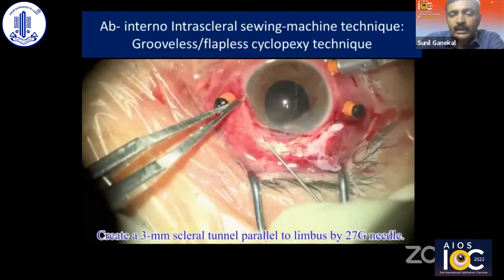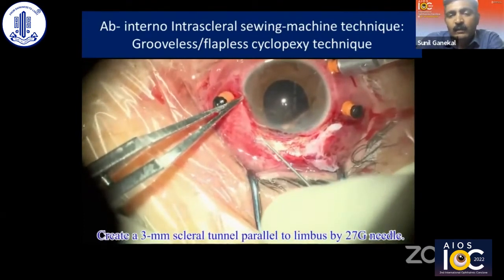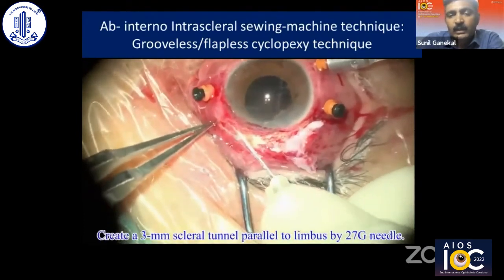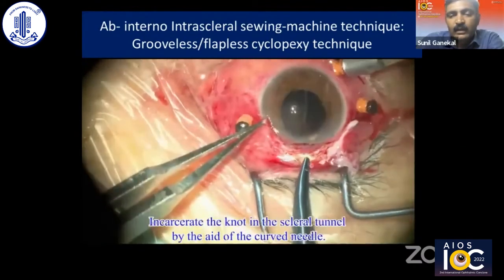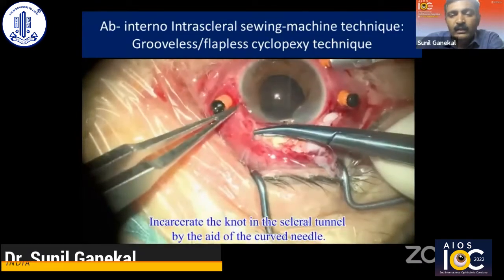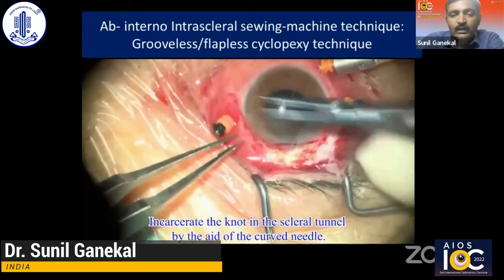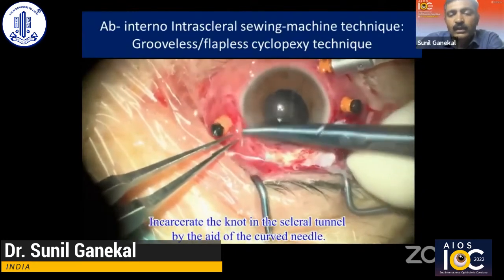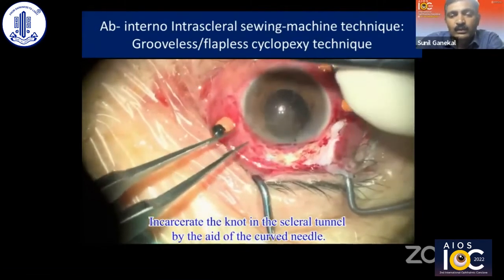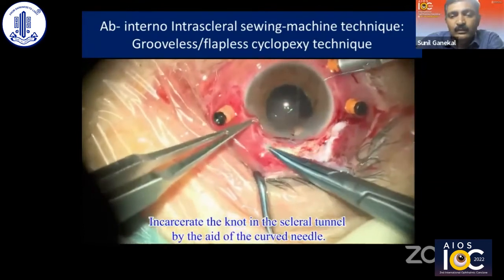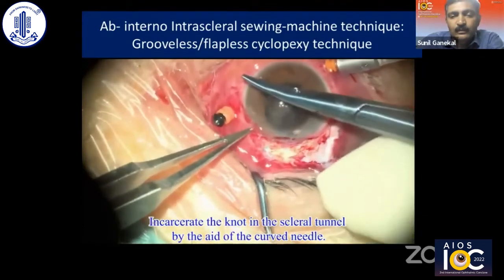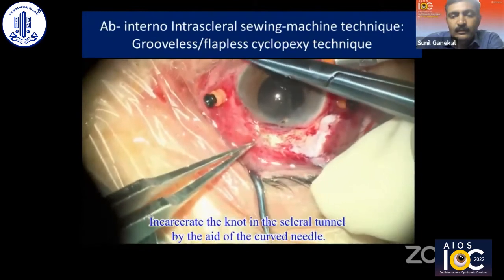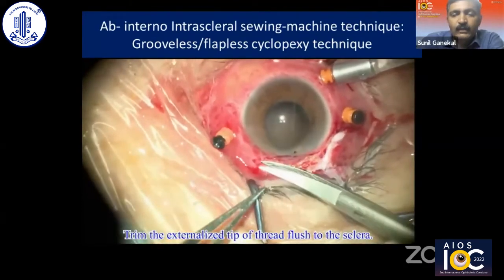Take a 27 gauge needle and make a tract approximately 3 mm in length, a tunnel tract, and using the needle, you can bury those knots into this tract which you have created so that the knot will not get exposed. Then cut flush.